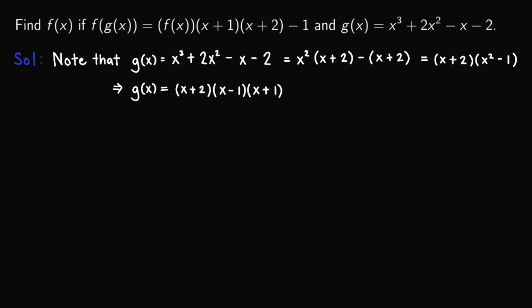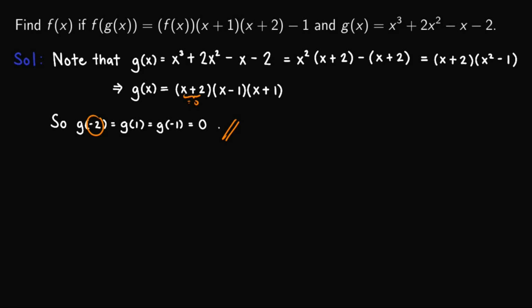What this tells us is that the zeros of g of x are negative 2, 1, and negative 1. So technically, this just tells us that if we plug in negative 2, 1, and negative 1 in this function, the output would be 0. Since clearly if we plug in negative 2, this becomes 0, and so on. So we'll be using this fact later on.